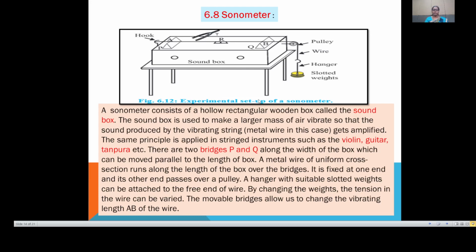The movable bridge allows us to change the vibrating length AB of the wire.